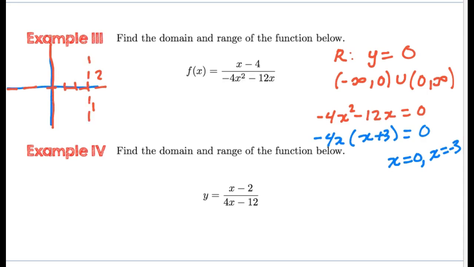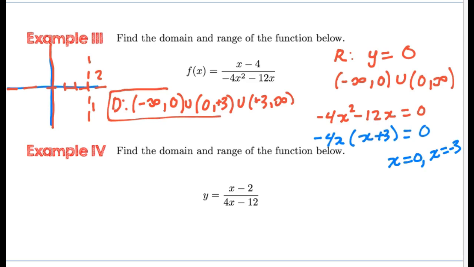Look, I have 3 pieces again. My domain goes from negative infinity all the way to that vertical line at 0, including numbers between 0 and negative 3, and finally negative 3 to infinity. Or excuse me, positive 3. That should be positive 3. My fault. And so that is your domain, and that is your range.